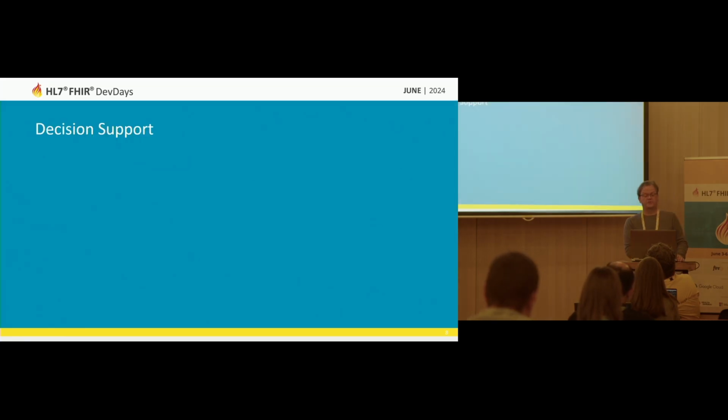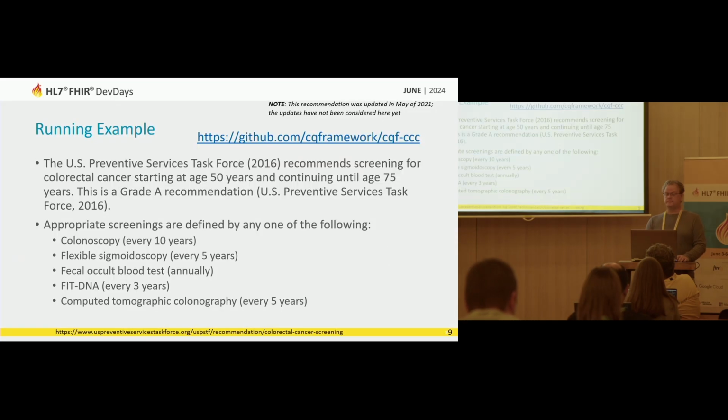All right, so let's start with decision support. The running example here is a U.S. Preventive Services Task Force recommendation for screening for colorectal cancer. You should do that starting at age 50, continuing until age 75. It's a grade A recommendation per the U.S. Preventive Services Task Force 2016.